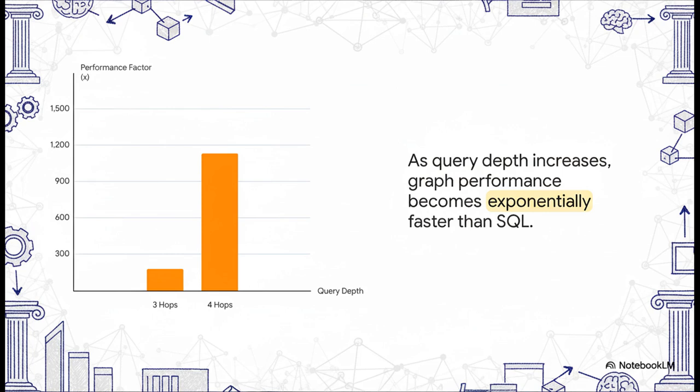I mean, just look at this chart. When you're only doing a couple of joins, SQL is fine. But watch what happens as you go deeper into the relationships. SQL performance doesn't just get a little slower, it completely falls off a cliff. Meanwhile, the native graph query, it just hums along, fast and consistent no matter how deep you go.